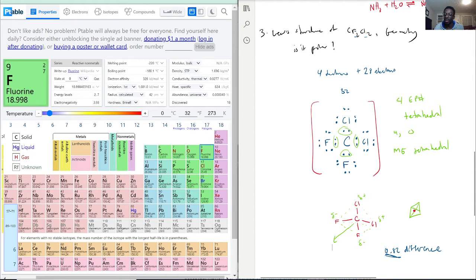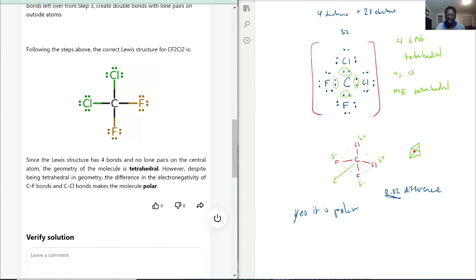Okay, and let's see how we did. So with that being said, Lewis structure, we have it. Yep, there we go. And now, in terms of the molecular geometry, is tetrahedral, as we said. And even though it's tetrahedral, because the electronegativity of CF bonds and CCl bonds differ, which we found was the 0.82 difference, that's why it's polar, and that's how we get a net movement right here. So with that, this is correct.